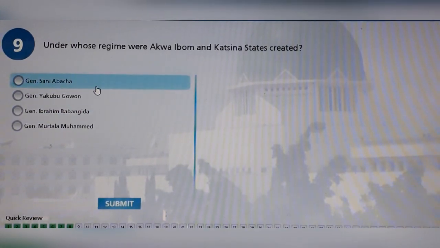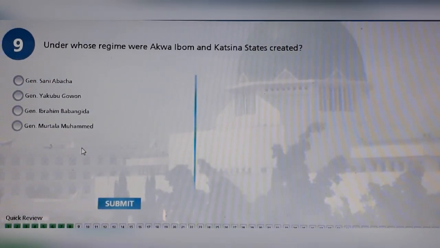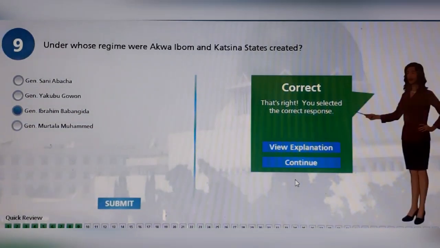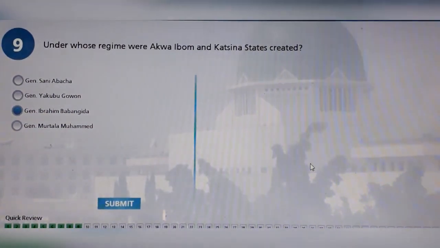Number 9 says, under whose regime were Akwa Ibom and Katsina states created? A, General Sani Abacha, B, General Yakubu Gowon, C, General Ibrahim Babangida, and D, General Murtala Mohammed. Of course, good government students, you should know that Akwa Ibom and Katsina states were created during the regime of General Ibrahim Babangida, and he is option C. That's correct. Let's move over to number 10 now.